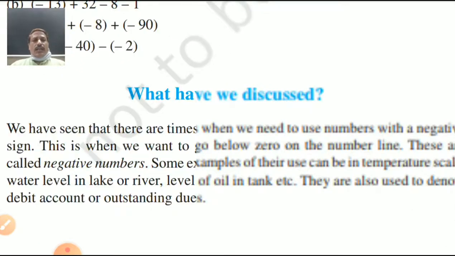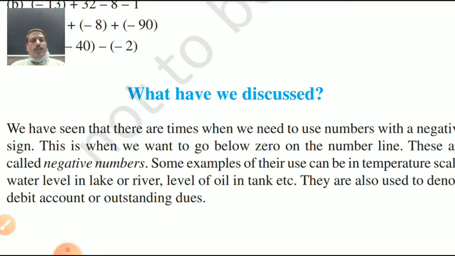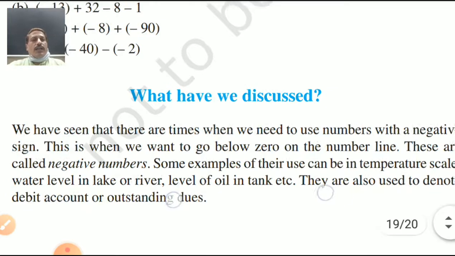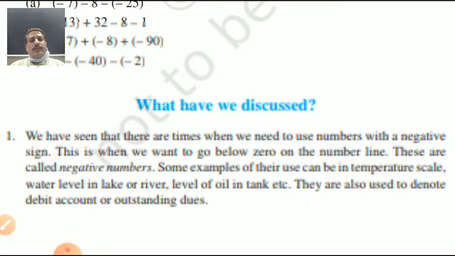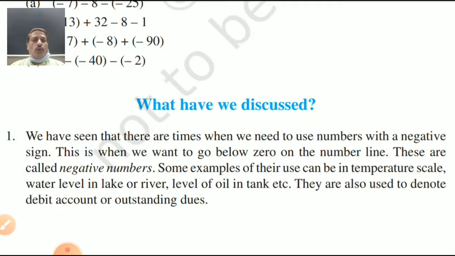We have seen that there are times when we need to use numbers with a negative sign. This is when we want to go below 0 on the number line. These are called negative numbers. Some examples of their use can be in temperature scale, water level in a lake or river, level of oil in a tank, etc. They are also used to denote debit account or outstanding dues.